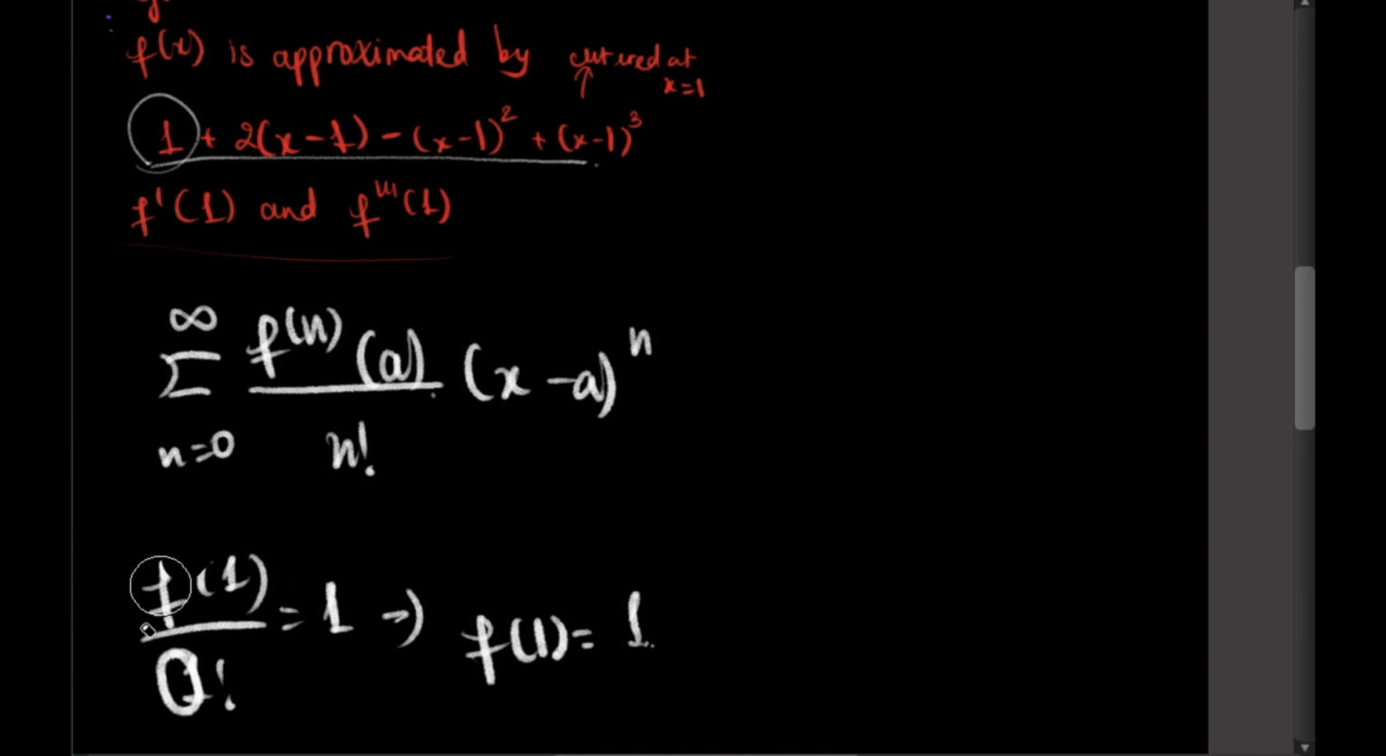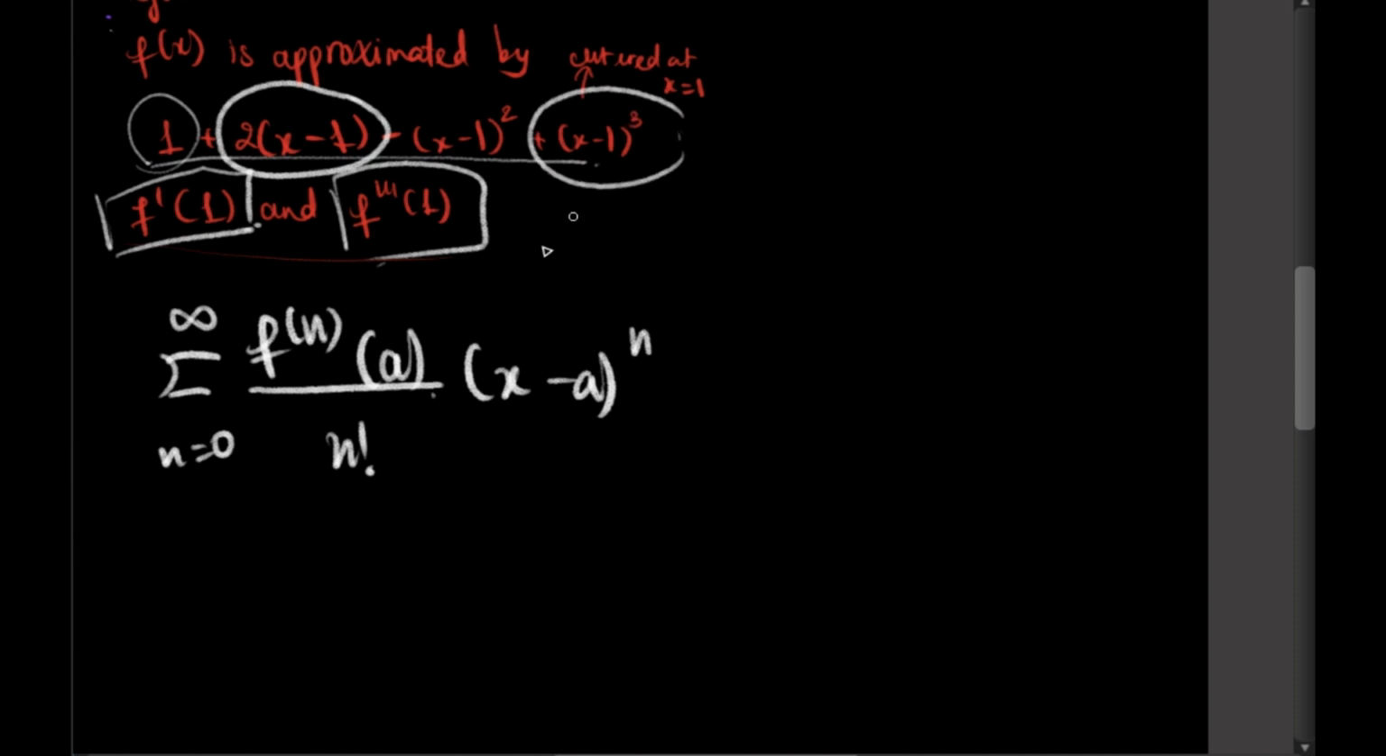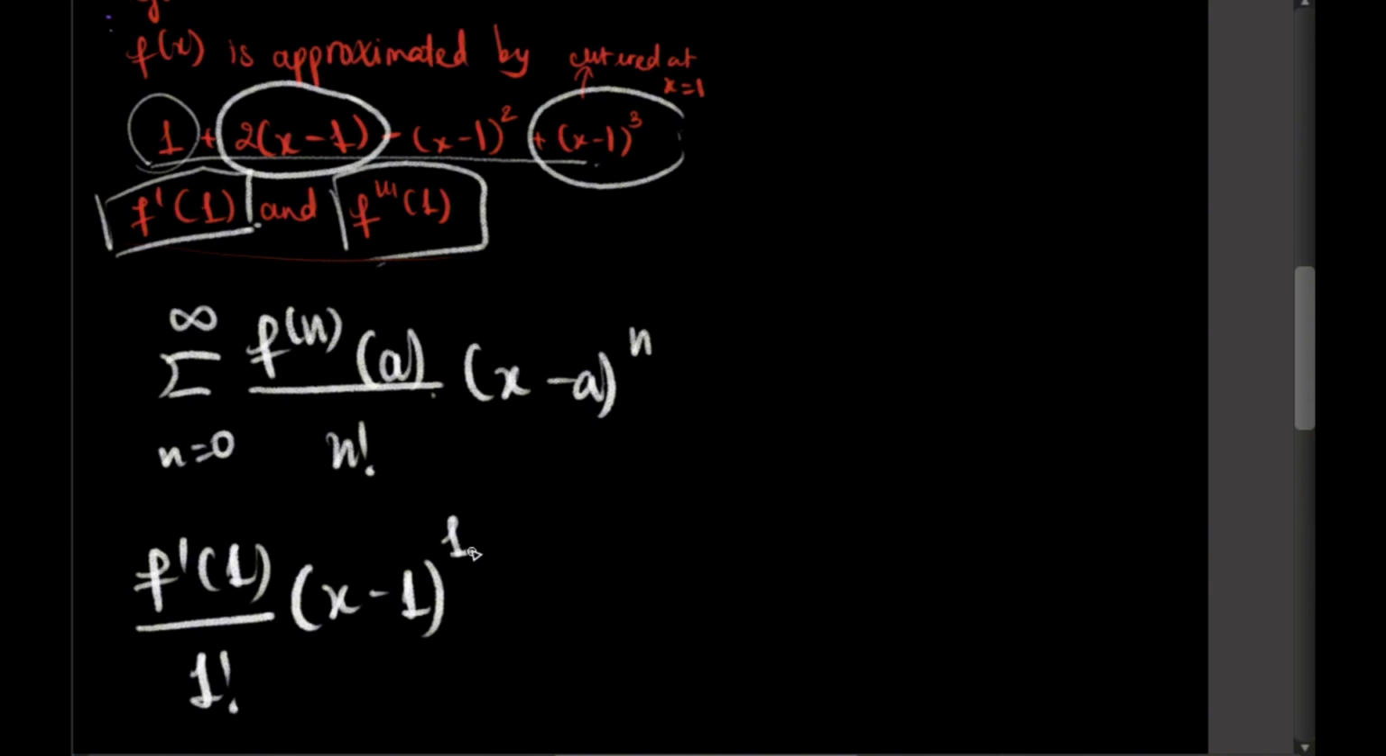And, well, we actually don't need to do all of that. But yeah, it's just like how you're going to find it based on that. Because we have to find the first order and the third order derivative of f(x), right? So we're going to look at these two values. Okay, so first, let's see. F prime of 1 over the factor of 1, (x minus 1) to the power of 1. So you can just write it like this, it is equal to 2 here.